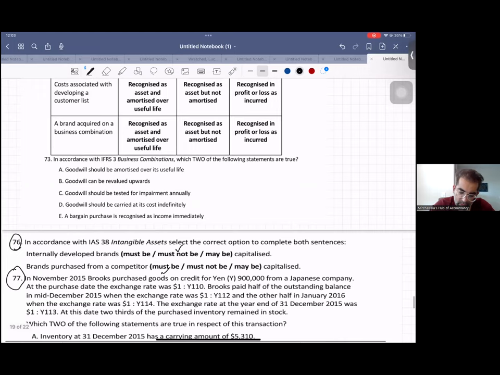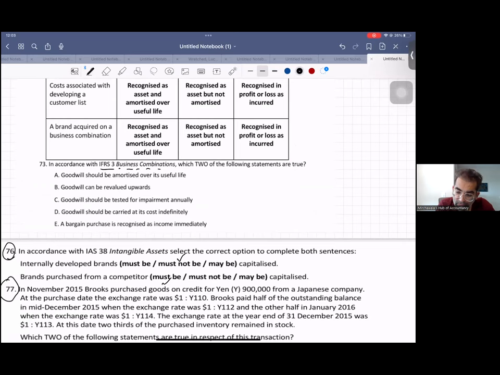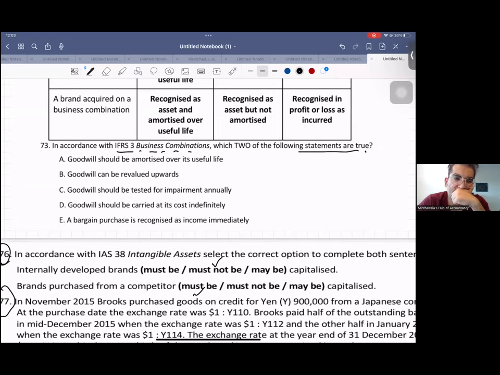Now, this 73: in accordance with IFRS 3 Business Combinations, which two of the following statements are true? Giving you again 1 minute. 1 minute for you. Come on, take your decision.